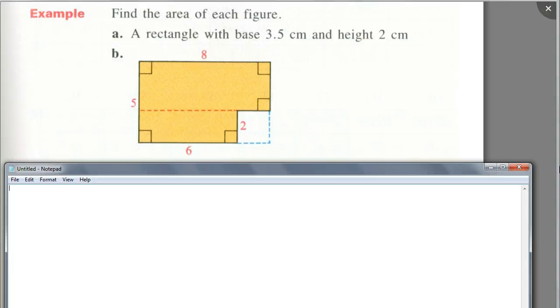All right, who could tell me one of the ways of getting the area of this figure? How about Andrew? What can you do? Oh, you can do 8 times 5, which is 40, and then that little square is a square, so 2 times 2 equals 4, and 40 minus 4 equals 36. Good. So you could do it that way. Very good.